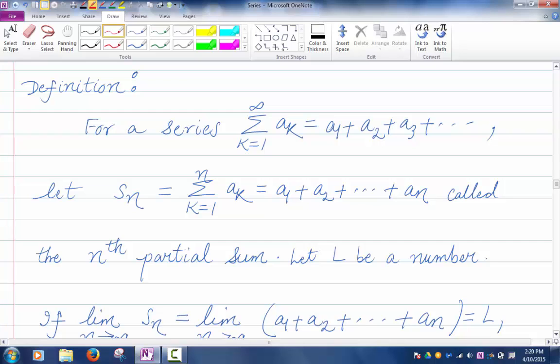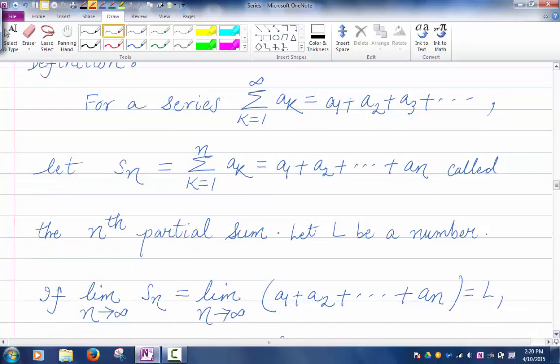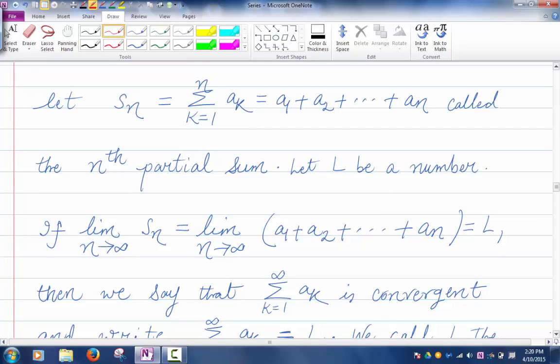Okay? Let's say that L is a number. So if the limit as n goes to infinity of Sn, when you're taking the limit of Sn, you are taking the limit of a1 plus a2 plus up to an, right?